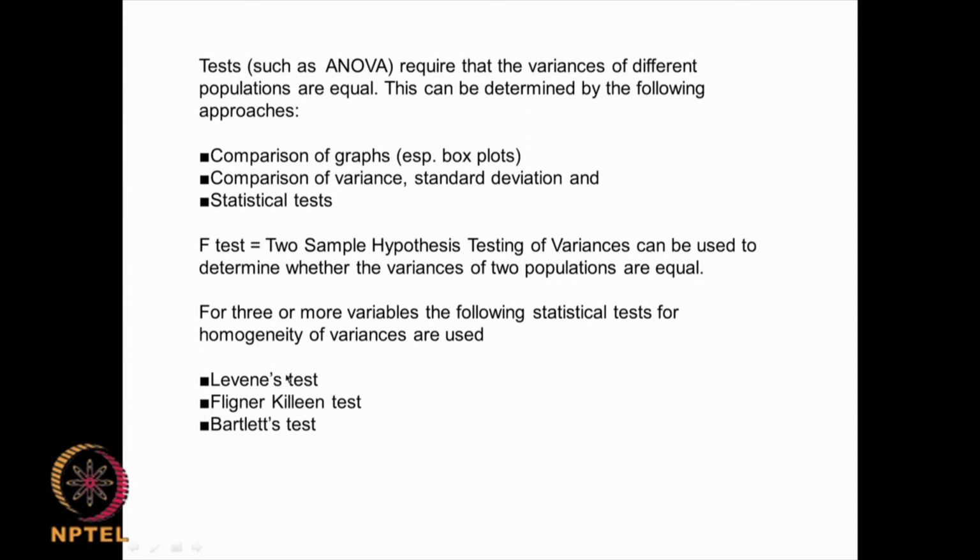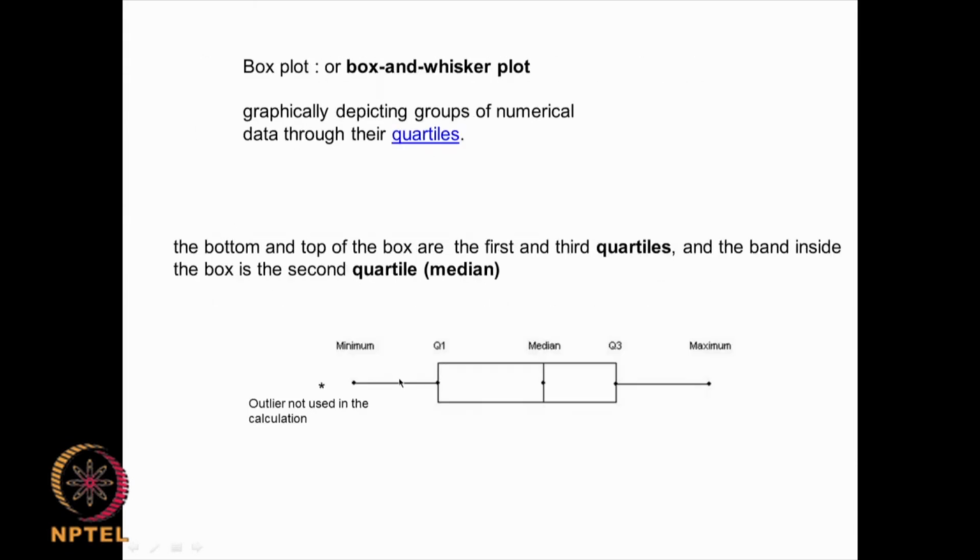Let us look at 1 or 2, let us not spend too much time on the remaining tests, because we can easily find out about the homogeneity of variance by using even these approaches also. Okay. What is a box plot? It is also called a box and whisker plot. Okay. This is a graphical depiction of groups of numerical data through their quartiles.